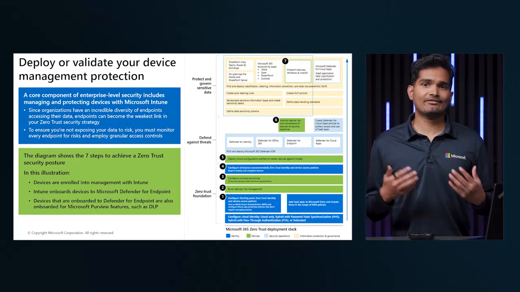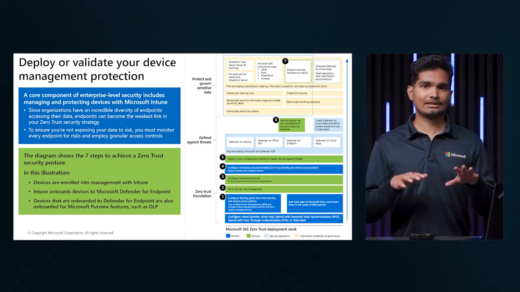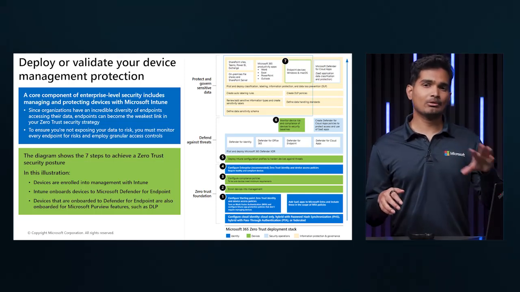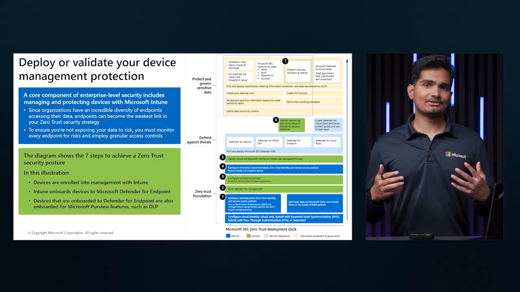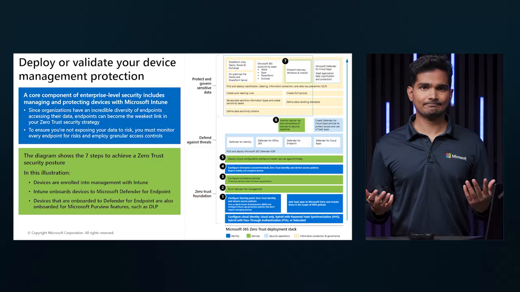Since there are many different options for accessing data, endpoints can often become the weakest link in an organization's zero-trust security strategy. You have to monitor all the endpoints and employ granular access controls. The 7 steps to achieve a zero-trust security posture are the following.